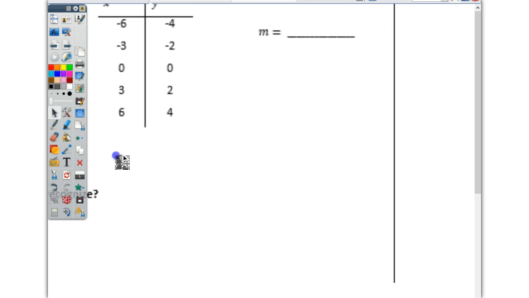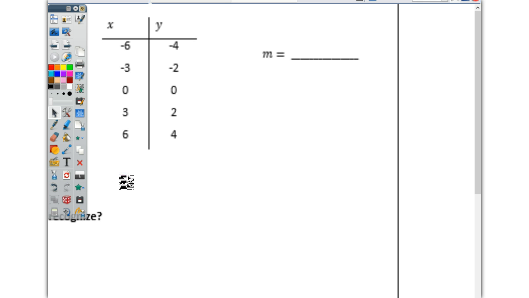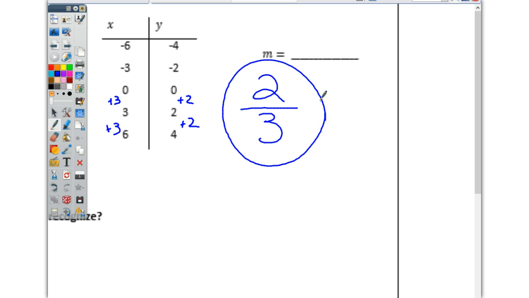Okay, give me the answer for that, please, on your whiteboards. I'm just going to look at my pattern here. What's my pattern? 0 to 2 is plus 2, to 4 plus 2. Looks like my pattern is a +2. What am I doing over here? 0 to 3, plus 3. My pattern is a +3. Which one goes on top? 2. 2 over 3. That is my slope. So I would run to the right 3 and up 2. Right 3, up 2.